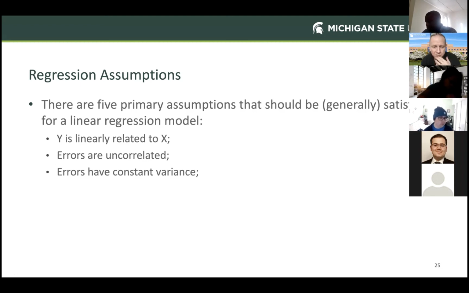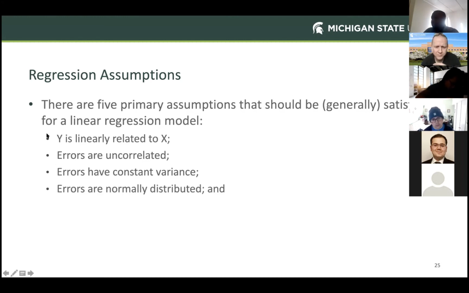If either of those assumptions are violated, we'd want to look at some type of transformation for our data. The fourth assumption is that those errors are normally distributed, which we could assess using either a normal probability plot or some of the other tests that we have covered but not talked about today, like the Kolmogorov-Smirnov test or the chi-square goodness of fit test.